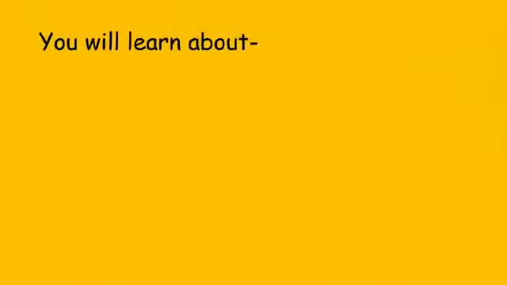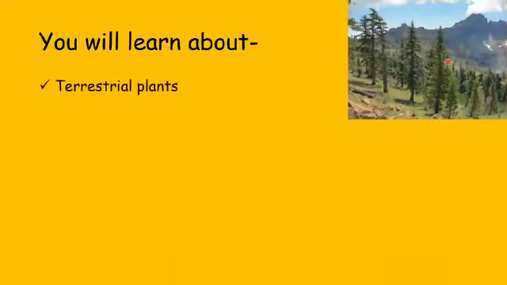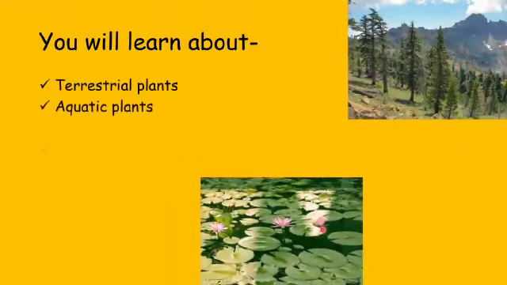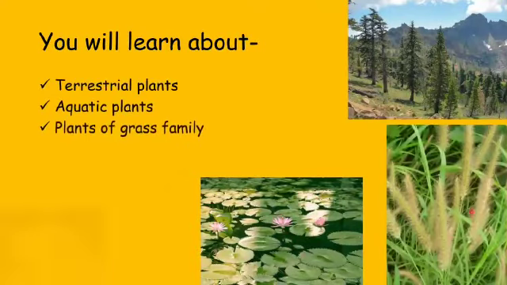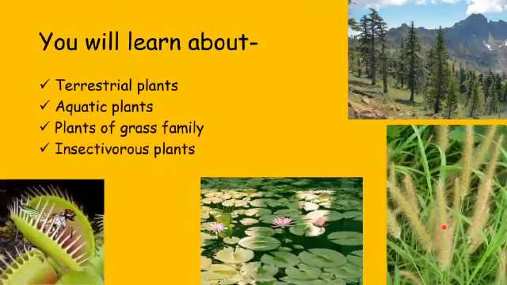In this chapter, you will learn about terrestrial plants, aquatic plants, plants of grass family, and insectivorous plants. Terrestrial plants are the plants which grow on land. Aquatic plants are those plants that grow in water. Plants of the grass family.